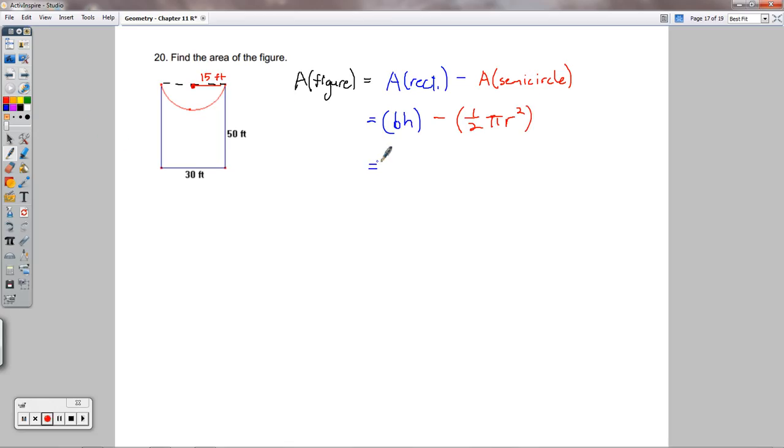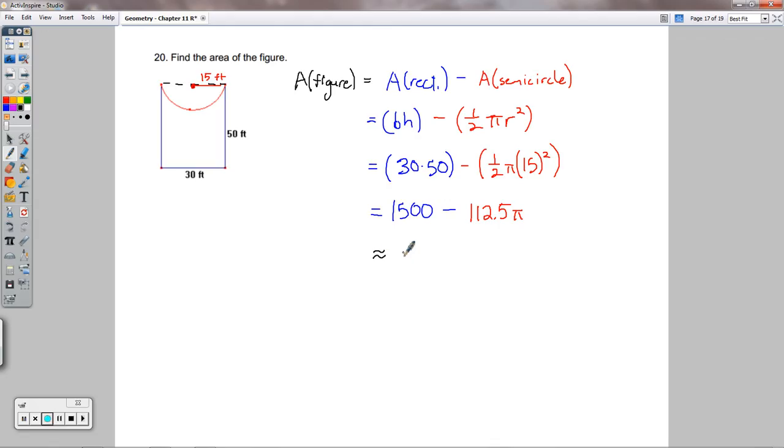So that's going to be 30 times 50 or 50 times 30. It doesn't really matter what order you would write those in. Minus 1/2 times pi times 15 squared. That would be 1500 minus, and this would be 225 divided by 2, so that'd be 112.5 times pi. If we approximate that, we get our final answer.